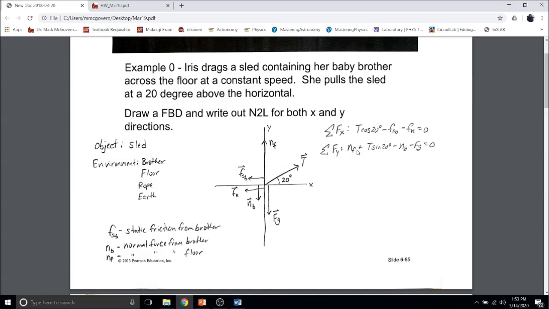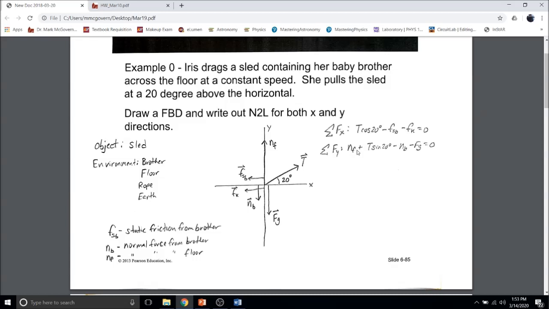And the leftward forces are actually going to be two frictions. One is with the ground, and that force from the ground is going to be supplying a kinetic friction because the ground surface and the sled are moving relative to each other. That's definitely a kinetic frictional force. And then there's a static frictional force that's between the baby brother and the sled.